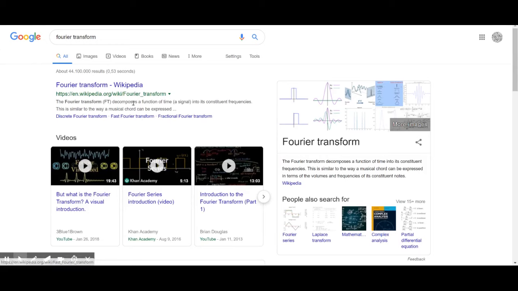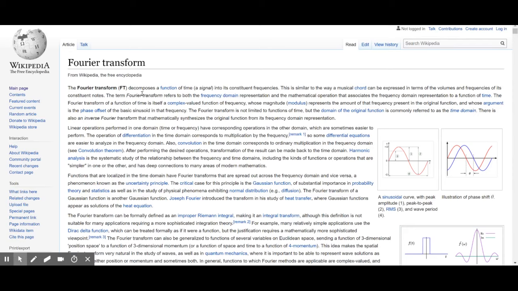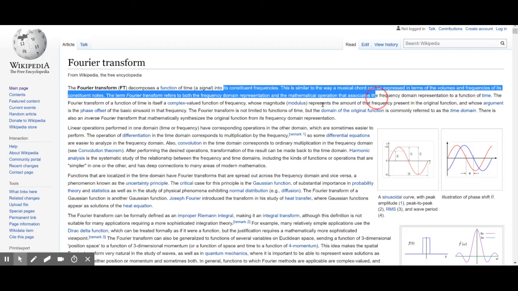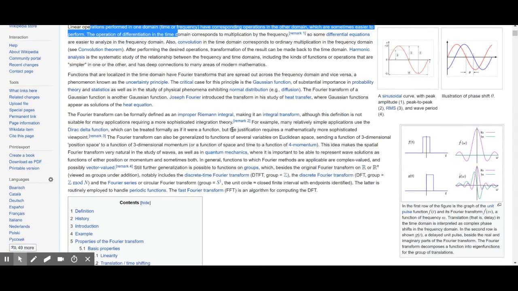It has to do with turning waves into the frequencies they are made of. I think that's what I remember from reading a bit around this topic. So it decomposes a function of time, a signal, into its constituent frequencies. It's similar to the way a musical chord can be expressed in terms of the volumes and frequencies.